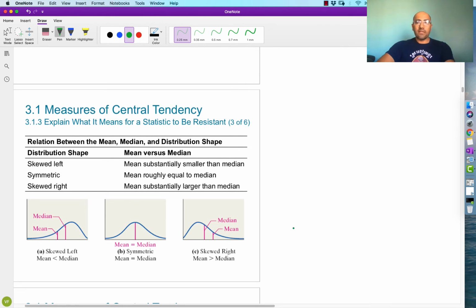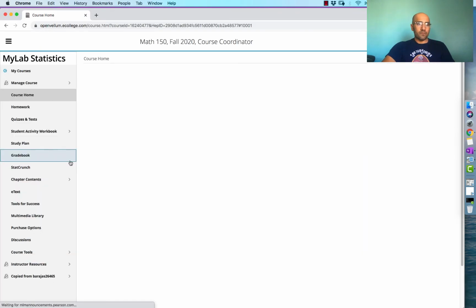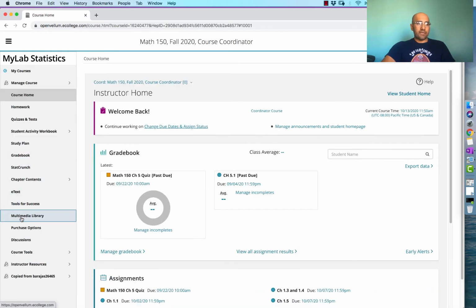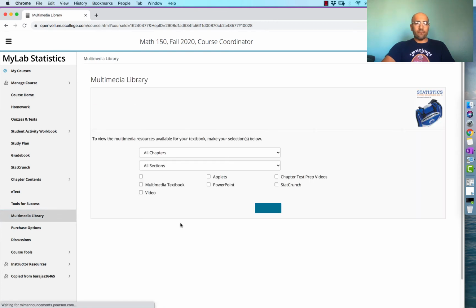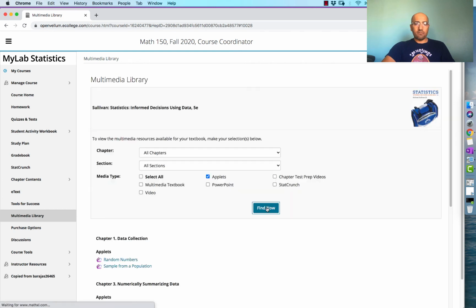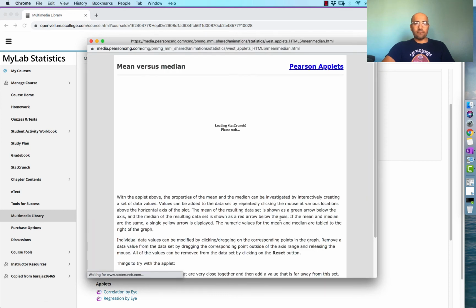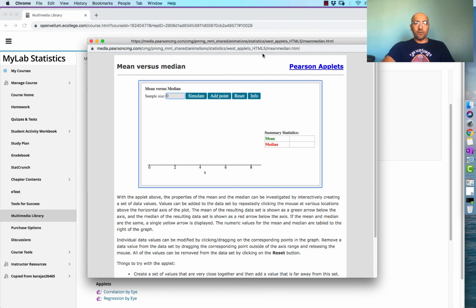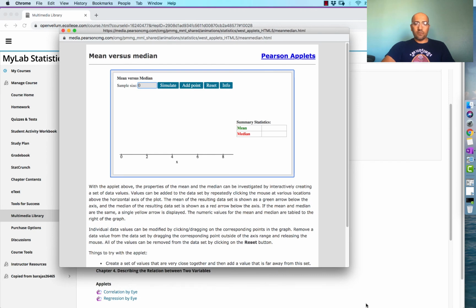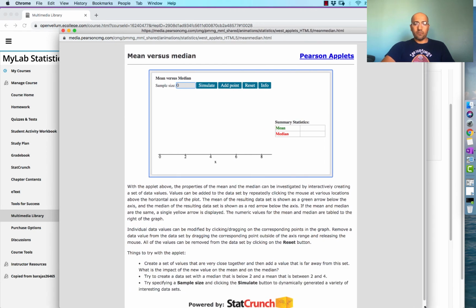Good. There's a nice little applet for this on your account, so let's look at that. Okay, log on to your account, go down here where it says Multimedia Library, and then go right here where it says Applets, and then go to Chapter 3, Mean versus Median. Let's check that out. It's just a little applet that kind of shows you how you can play around with these things. So let me make this a little larger.